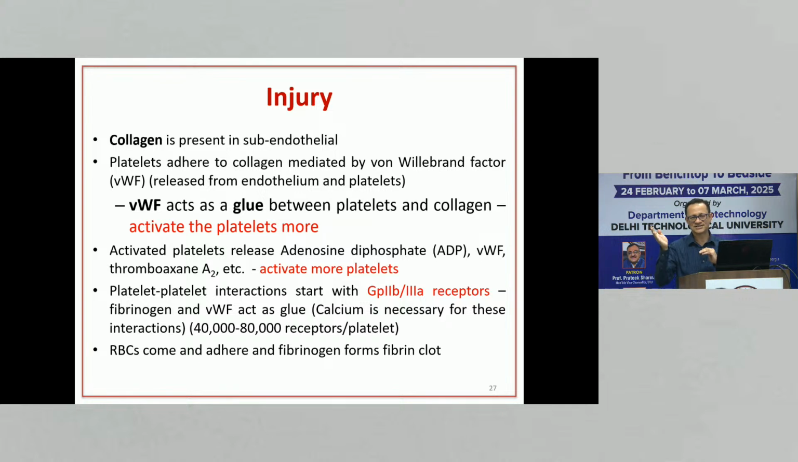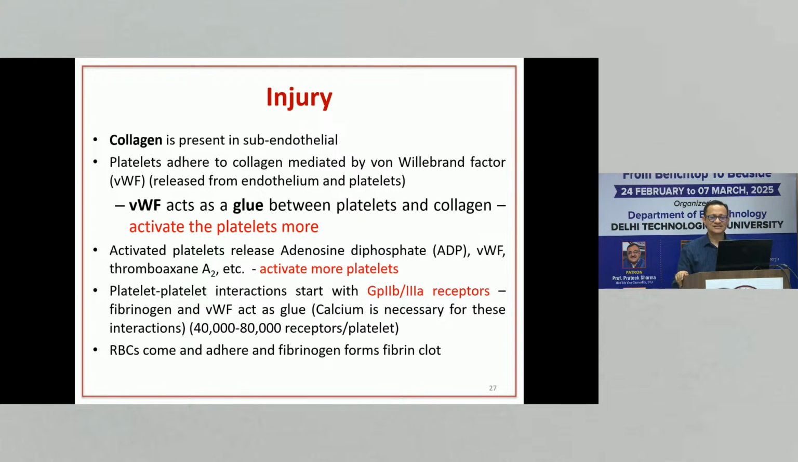So collagen gets exposed, and platelets want to adhere to that collagen. VWF is acting as a glue between them. Activated platelets, I earlier said, release some chemicals. So they release ADP, VWF, and thromboxane, and all these are activating more platelets. All the platelets that were passing by see these chemicals released, and that's a signal for them to go there and help the other platelets.